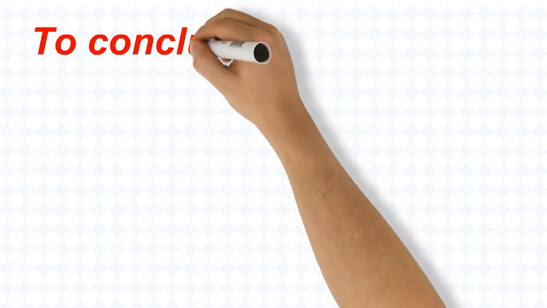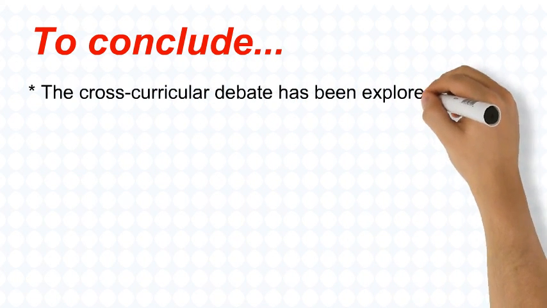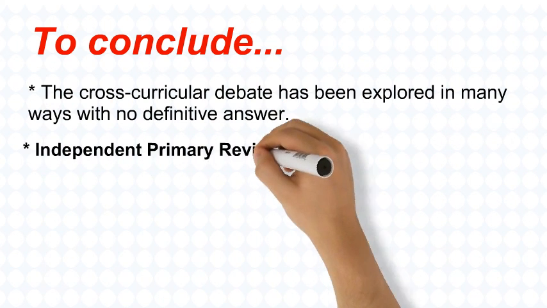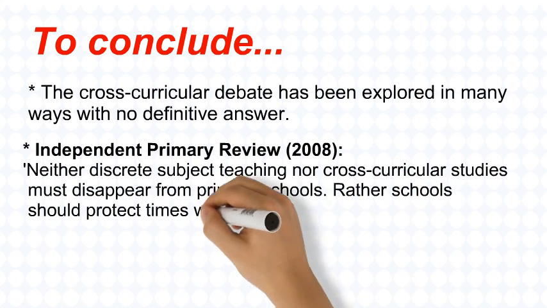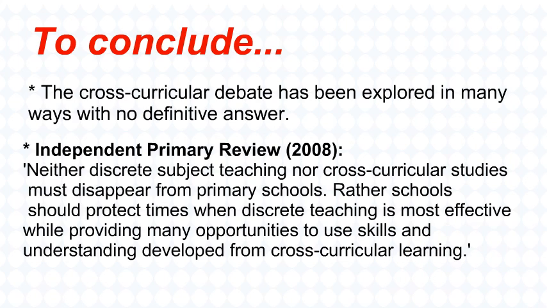In conclusion, it is clear that the cross-curricular debate is one that has been explored by many academics and taken in many directions with no definitive answer. The 2008 independent review of the primary curriculum concluded with the recommendation that neither discrete subject teaching nor cross-curricular studies must disappear from primary schools. Rather, schools should protect times when discrete teaching is most effective, while providing many opportunities to use skills and understanding developed from cross-curricular learning.